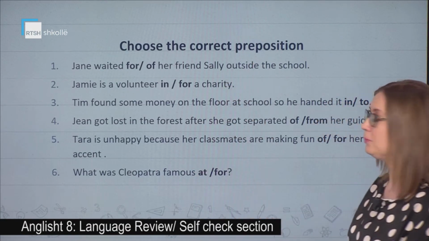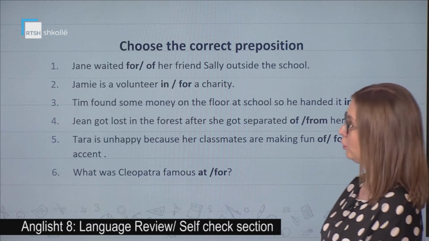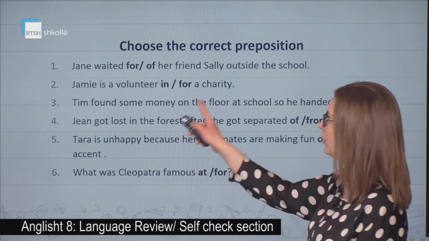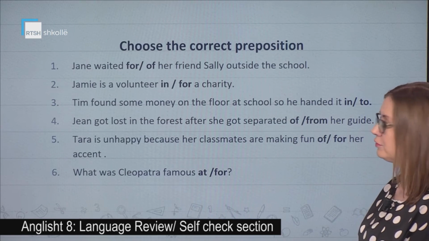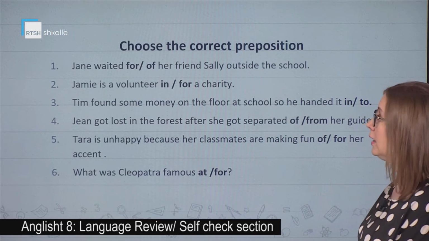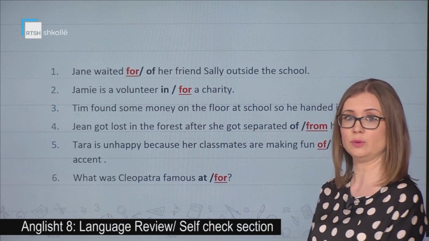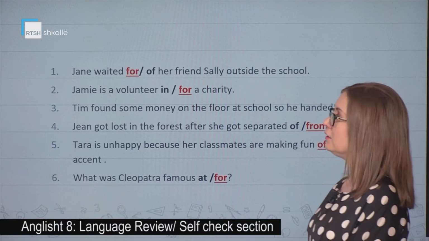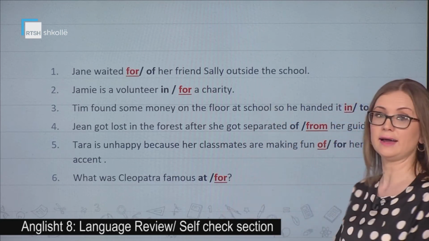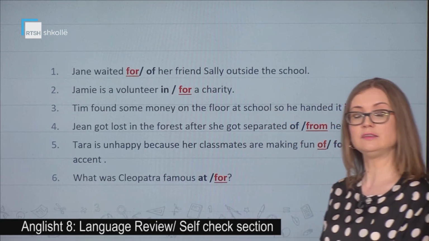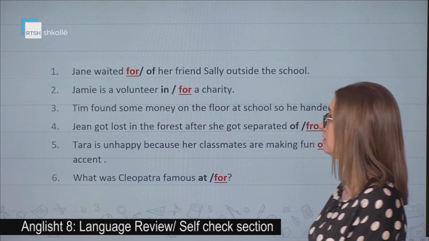With correct prepositions, you have to choose the correct one, and you have 2 prepositions for each sentence. We have 6 sentences in all, and let's try choosing the right one. The first: Jane waited for her friend Sally outside the school. For is the right preposition in this case.